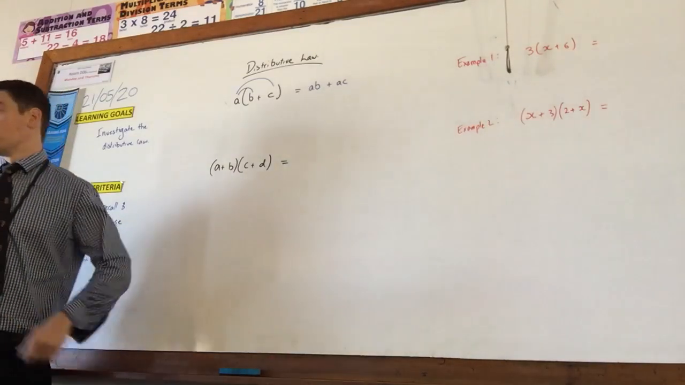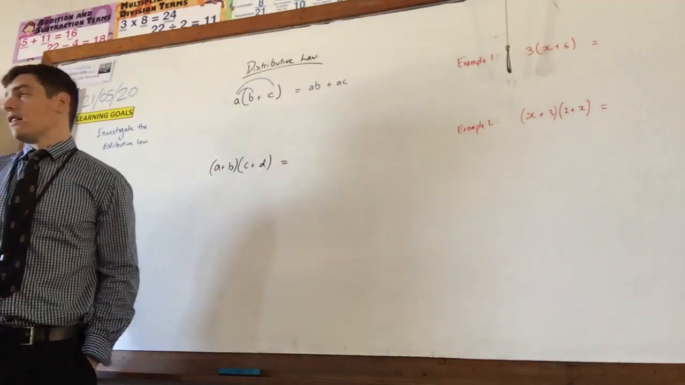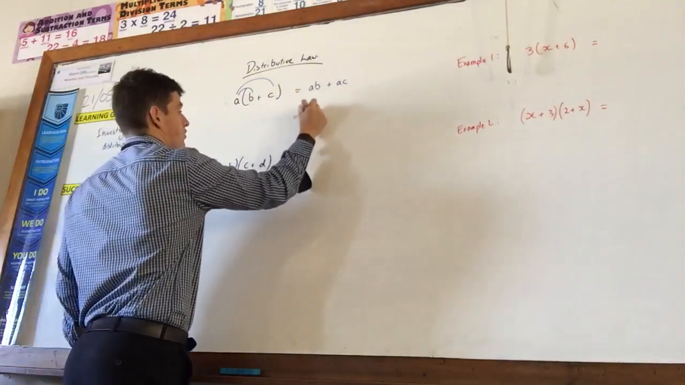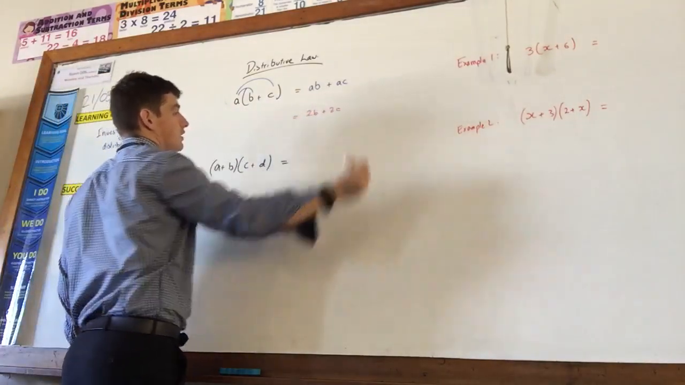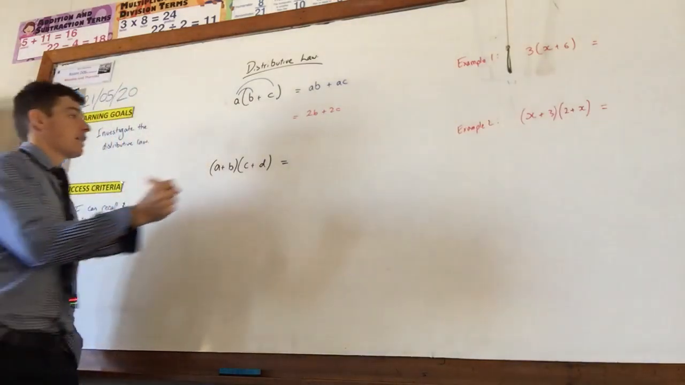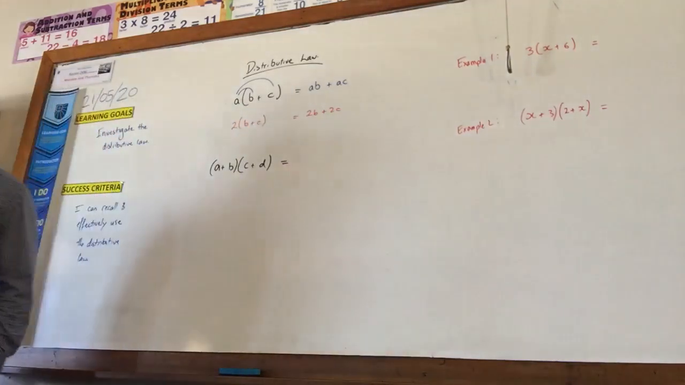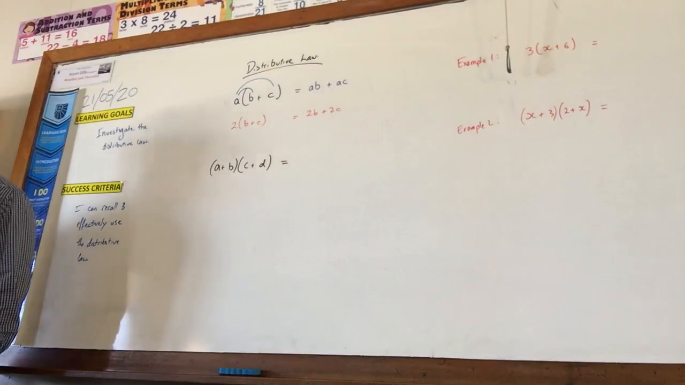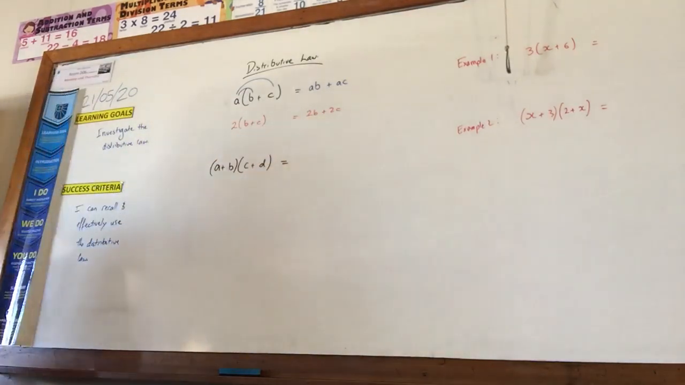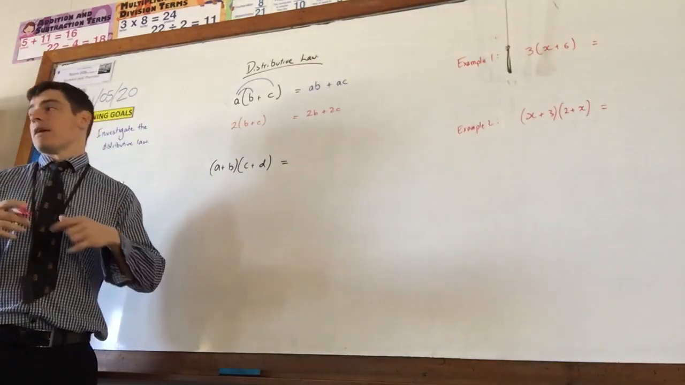Vice versa, if I had this as an expression, so if I had an expression as 2B plus 2C, I could write that as 2(B plus C). Happy with that? That's called factorising. I've taken the common factor. What's the common factor? 2. I've taken the common factor out the front and made that look a lot simpler.